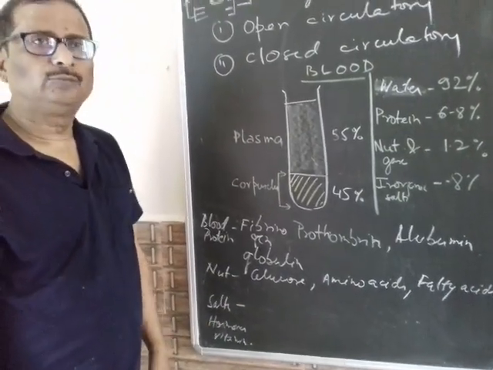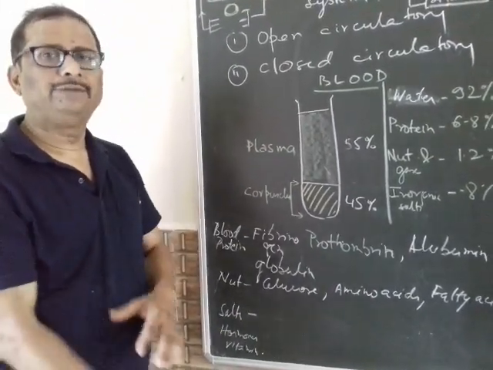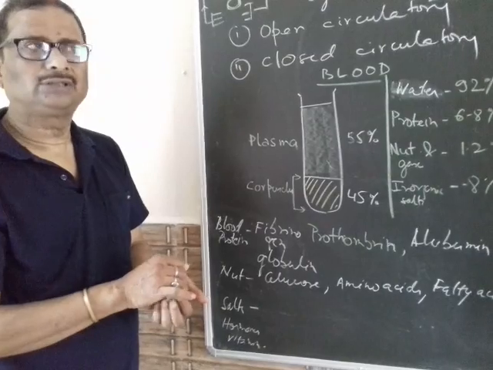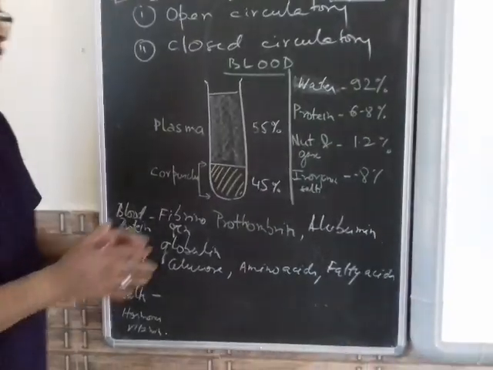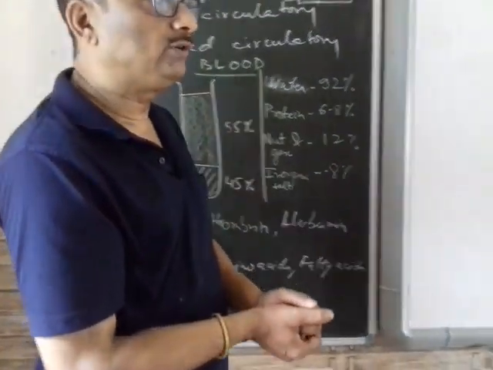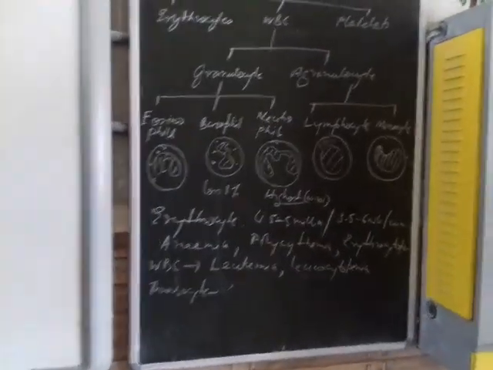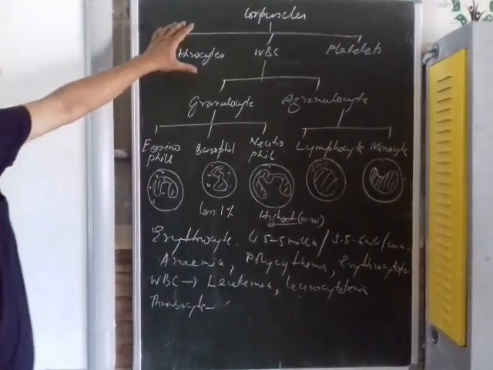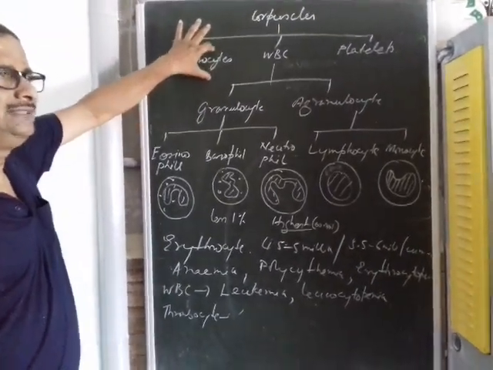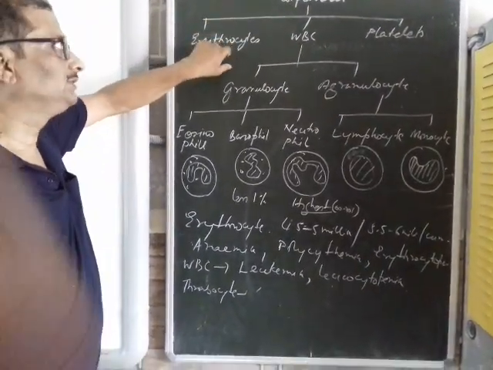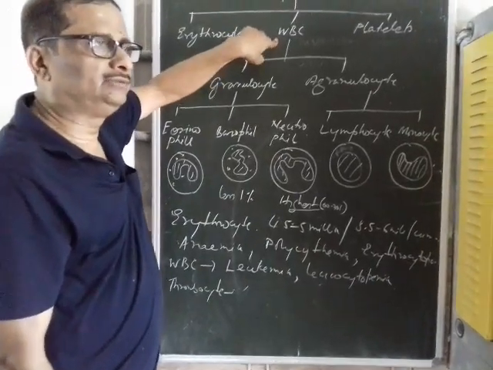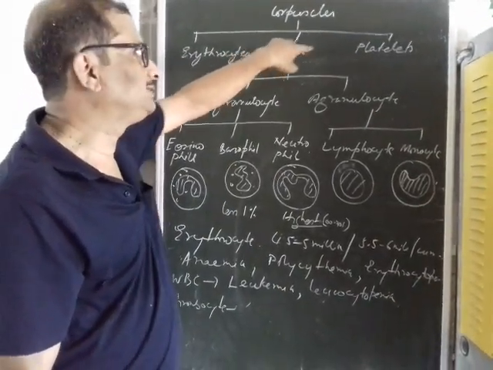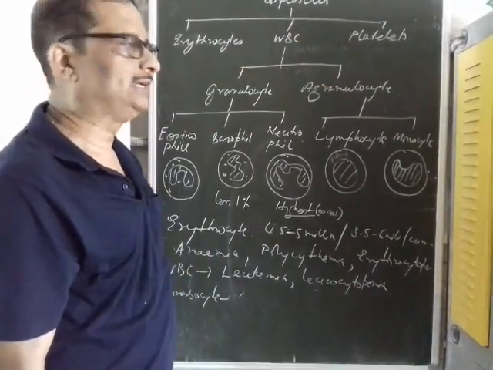It contains hormones which travel through the blood to other organs or the target organs. So this is a constituent of the blood. Now we are going to study the corpuscles. The corpuscles are of three types: erythrocytes or red blood corpuscles, white blood corpuscles or leukocytes, and platelets or thrombocytes.